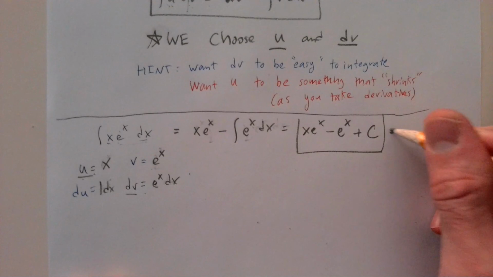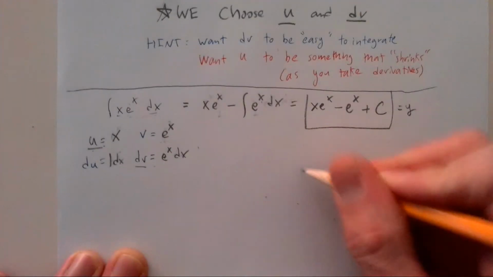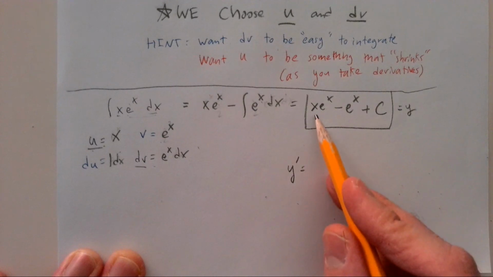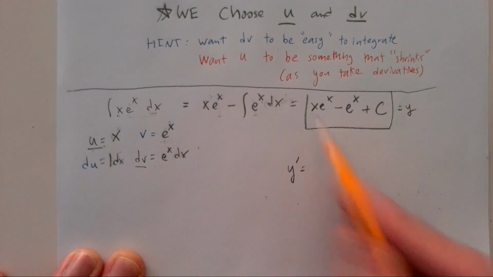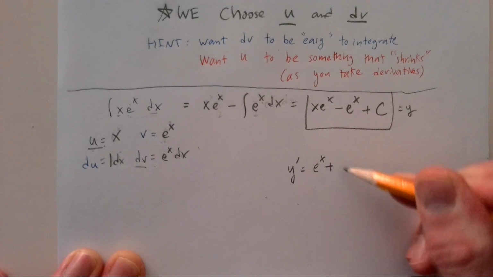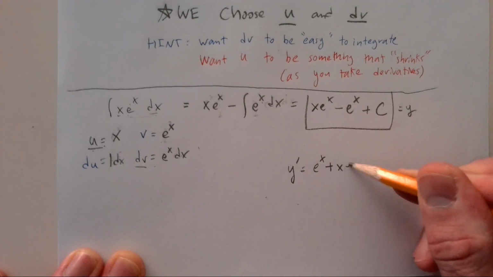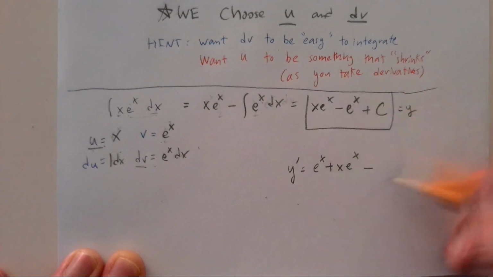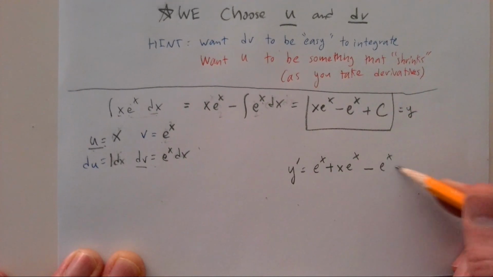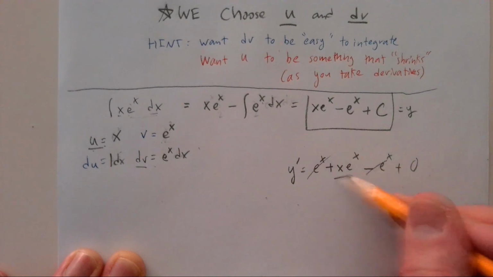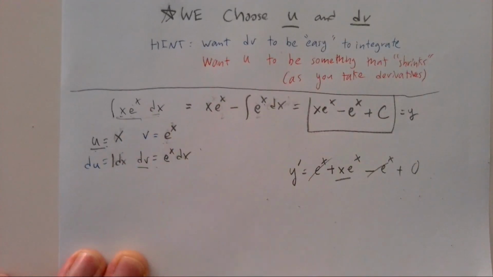So I'll say that that equals y. If we wanted to make sure that our answer is right, so y prime. Okay, first part I've got to do product rule. So that would be 1 times e to the x plus first times derivative of second minus derivative of that plus derivative of a constant, 0. Those will cancel. Hey, there we go. That is the right answer.